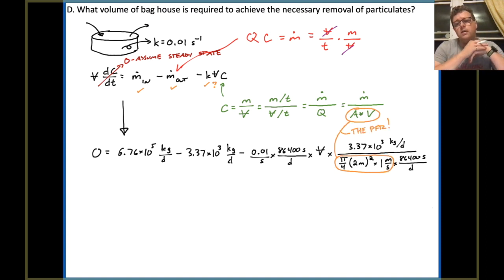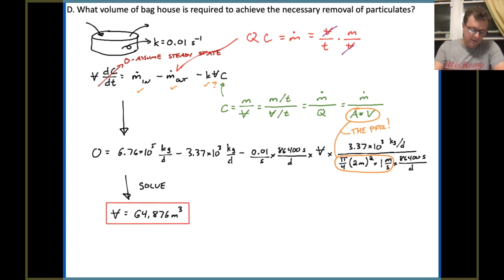What I'm circling in orange here, where did we get volumetric flow rate from? We used our knowledge of the plug flow reactor upstream. That was one place in the problem where we were told you have this kind of cross-sectional area, it's got 1 meter per second velocity moving through it. The length of the plug flow reactor doesn't matter here. It's the cross-sectional area multiplied by the velocity perpendicular to it. So we're able to solve this problem. And we find that if this were how a baghouse worked, it would need to be just under 65,000 cubic meters to achieve this kind of removal.